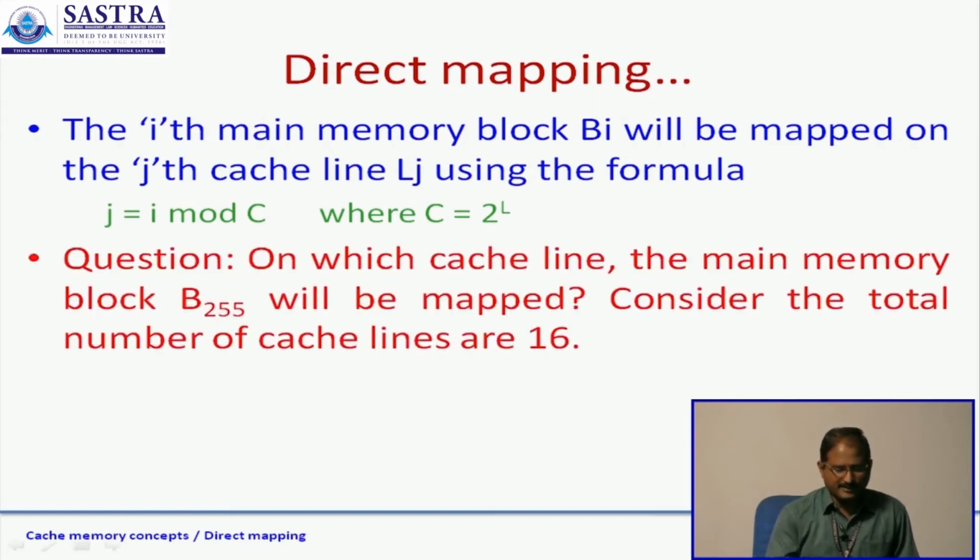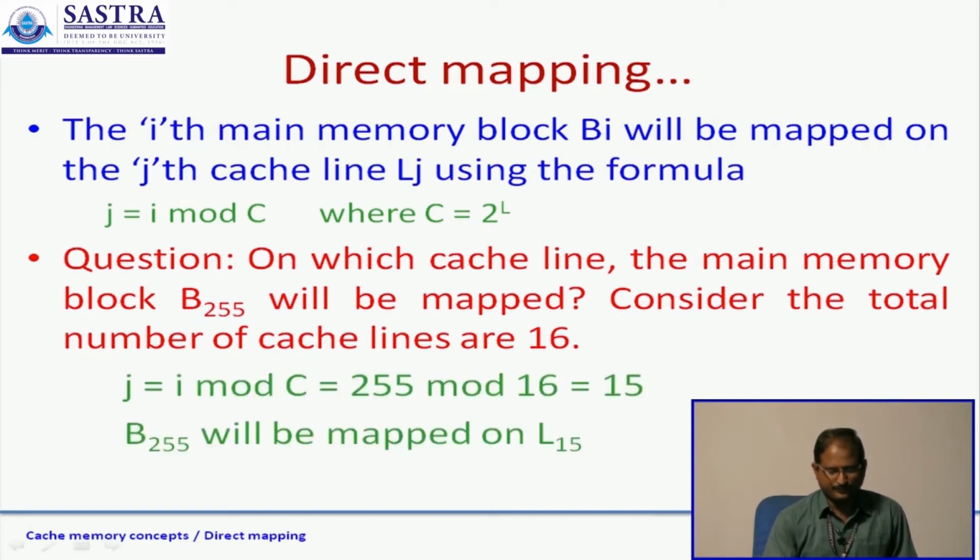So let's see one example. On which cache line will the main memory block B255 be mapped? Consider the total number of cache lines to be 16. In a cache, we have 16 lines. Main memory contains n number of blocks. Now B255 should be mapped on the cache. On which line will that be mapped if the direct mapping technique is used?